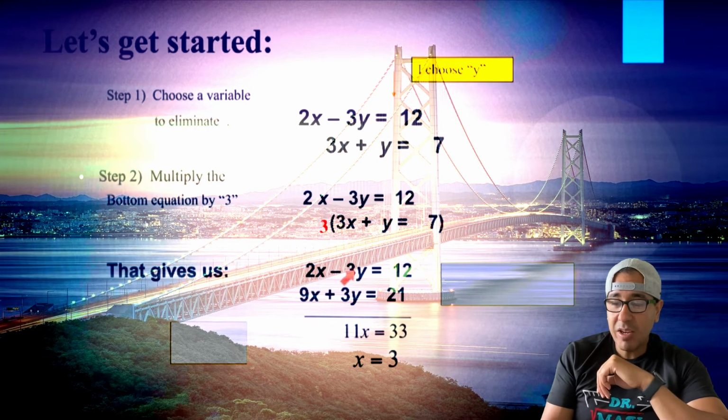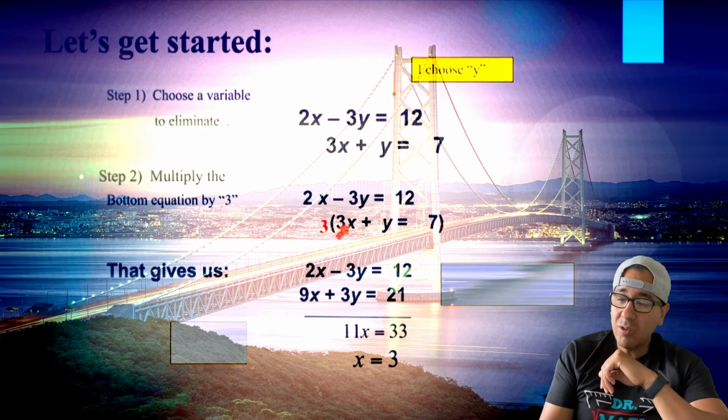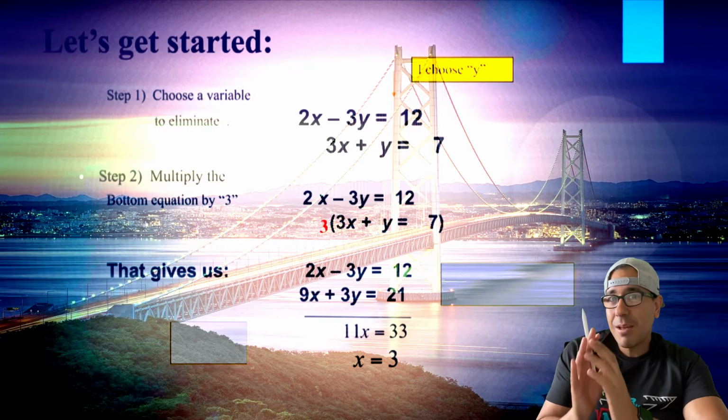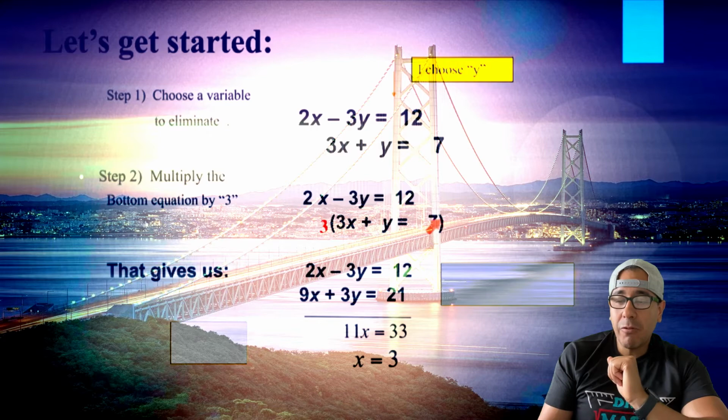Notice that top equation did not change. That bottom equation, you multiplied everything by 3, so it became 9x plus 3y equals 27. So make sure that you tell yourself everything gets multiplied by 3, right? You get a 3, you get a 3, you get a 3. The reason I'm highlighting that is because so many people forget about that 7. Don't forget about the other side. And so this is what you get.